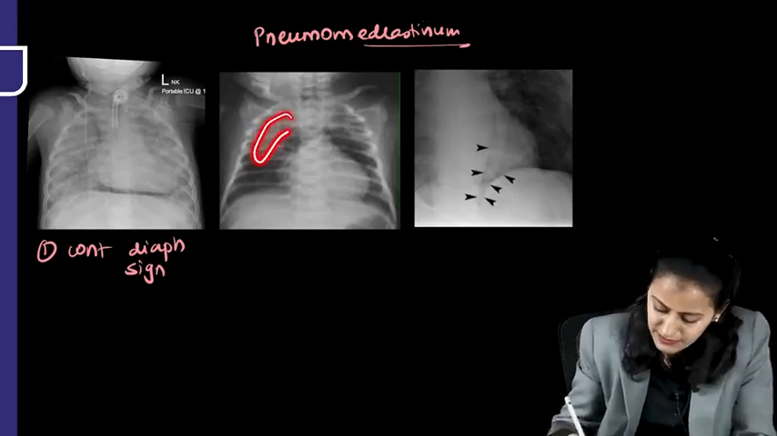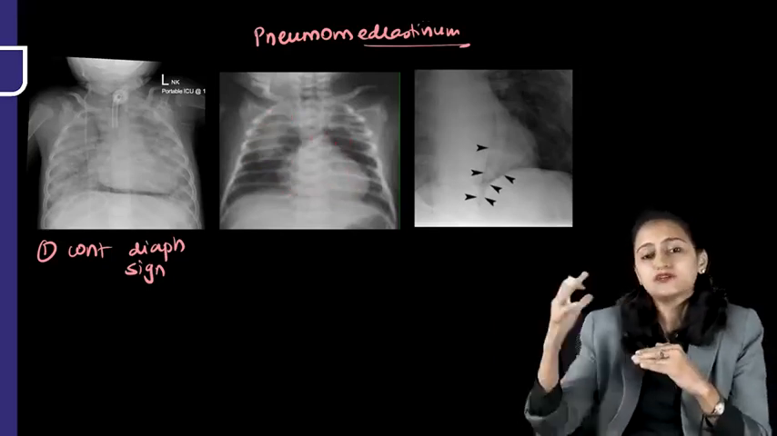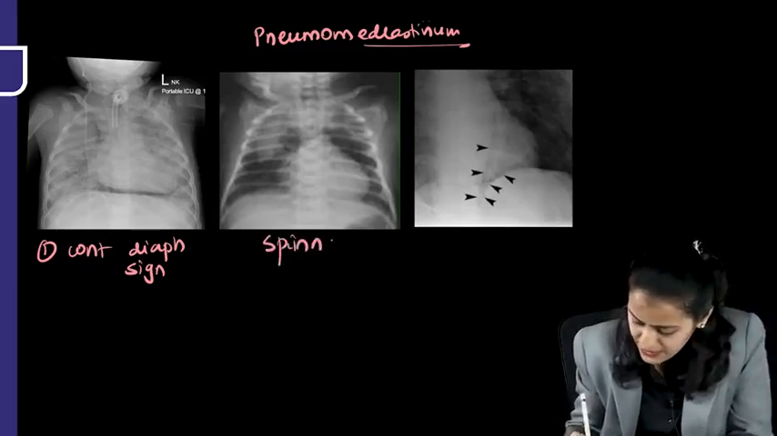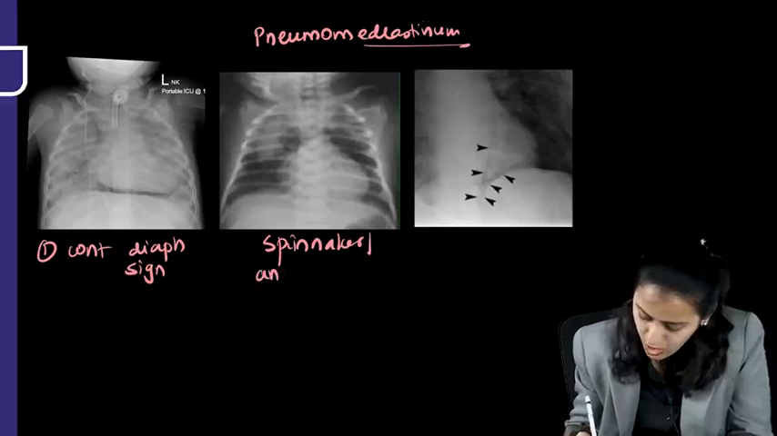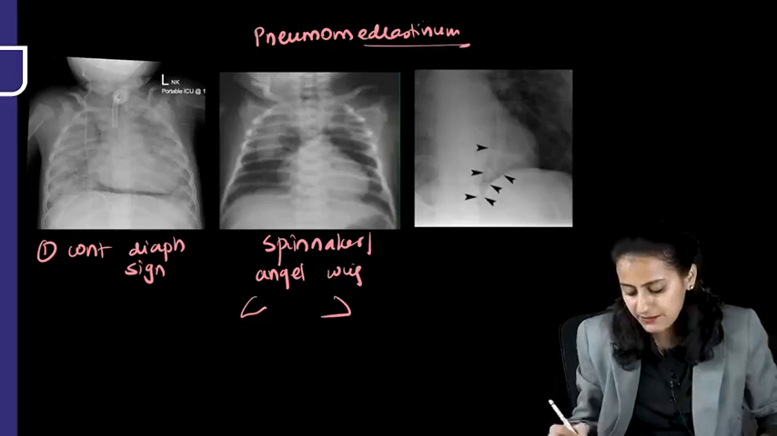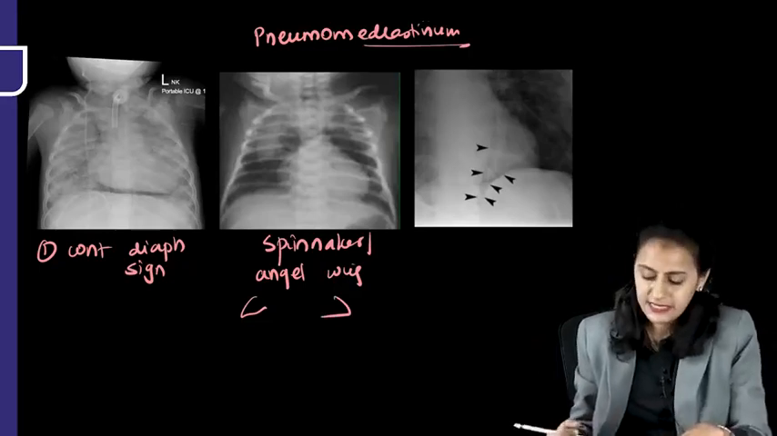Second one, this is the thymus which is separated from the heart, appearing like a spinnaker sail. So this is called the spinnaker sail sign or the angel wing sign, when the thymus is on both sides appearing like wings, the angel wing sign.